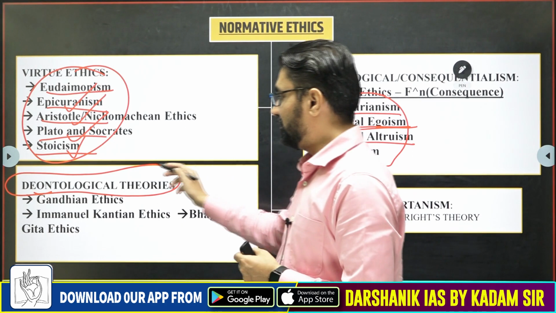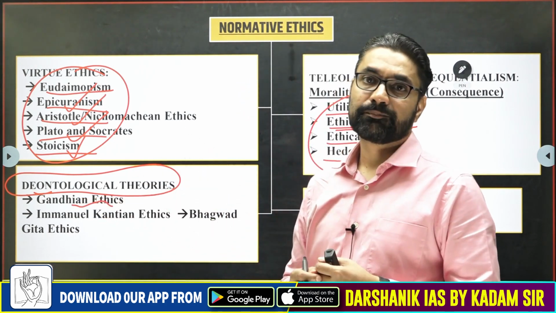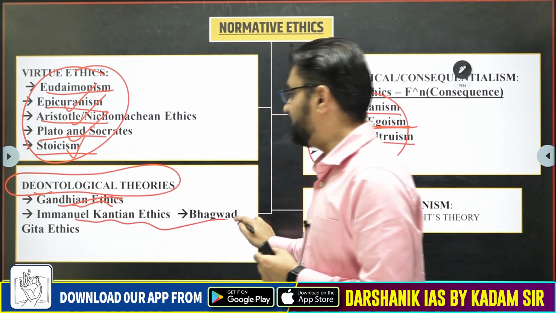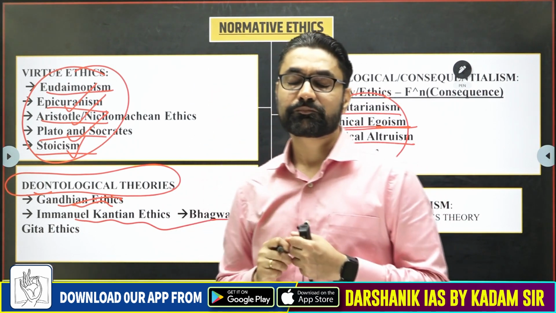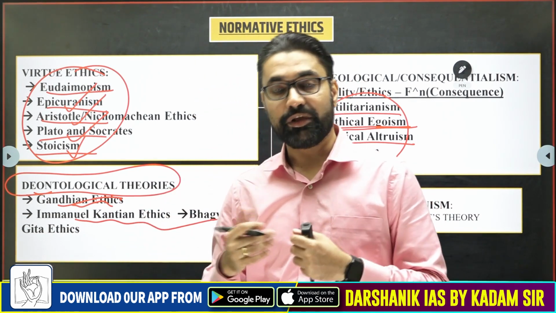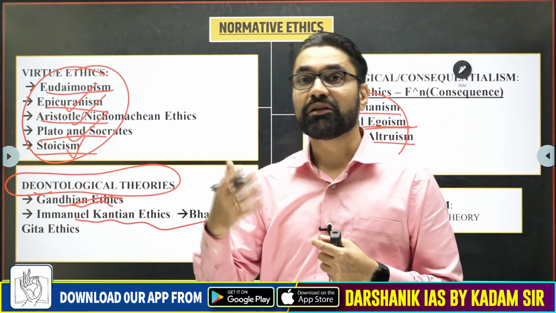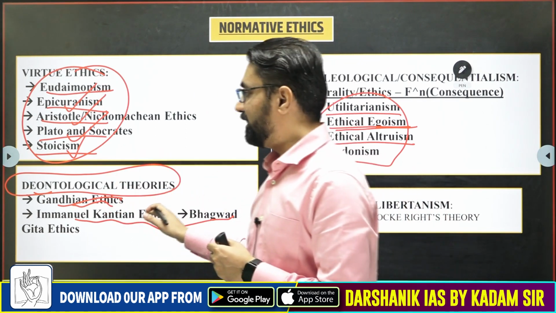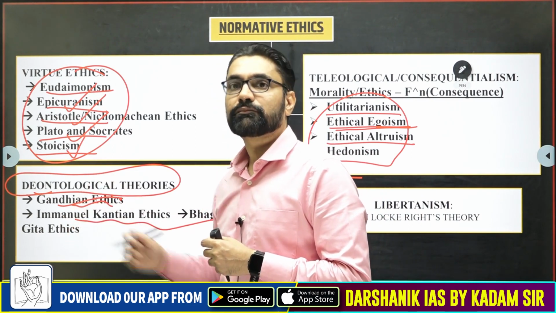So under deontological theories, guys, we will be discussing three very important thinkers. First is Gandhian ethics, then Immanuel Kant or Kantian ethics, and then third, the Bhagavad Gita. So the core and important parts of Bhagavad Gita ethics that can be applicable even today, I will discuss with you. And under Bhagavad Gita ethics, as you know, Krishna talks about karma, nishkam karma, anasakta karma, sakarma. All these ideas come under the deontology branch. Very important branch of ethics.